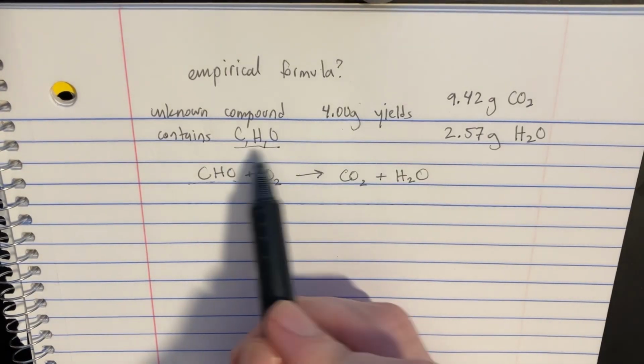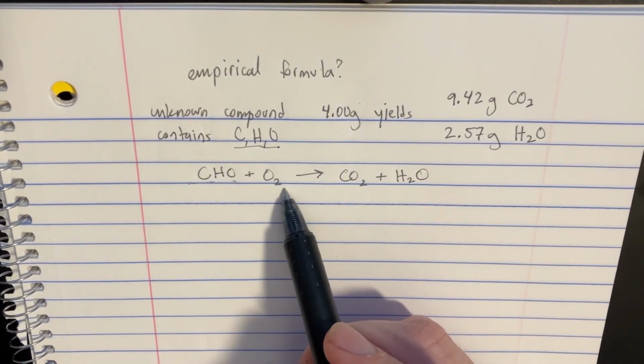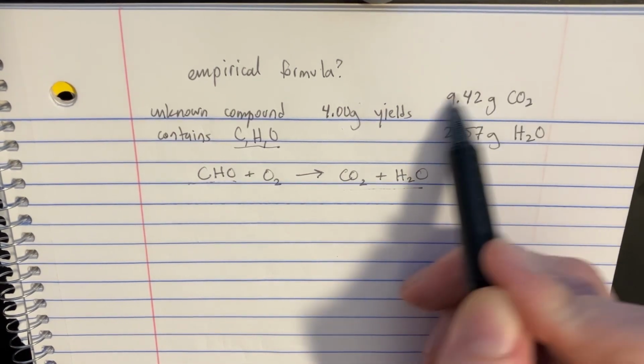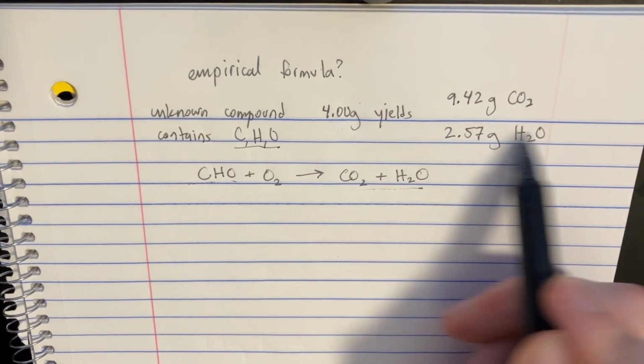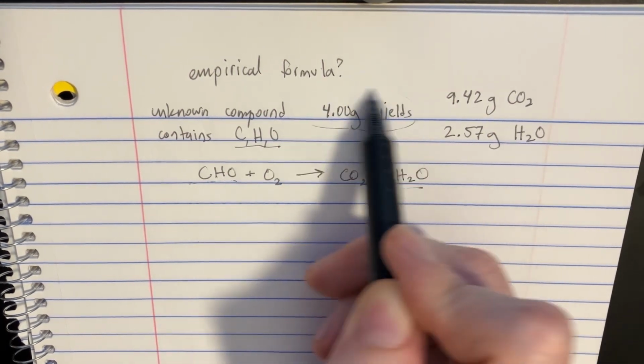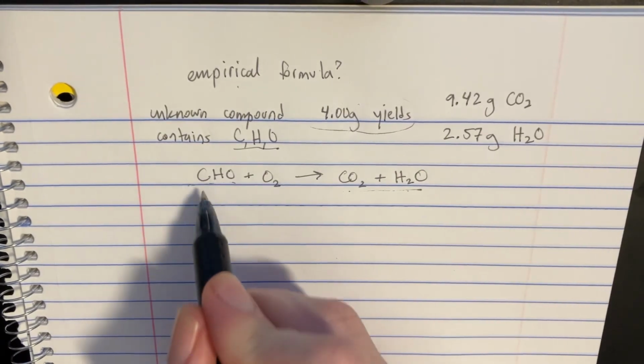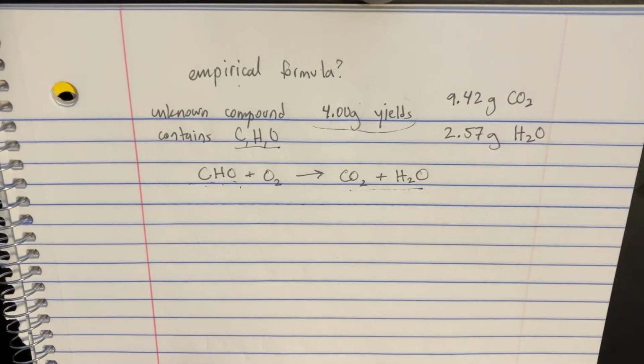So we have this compound CHO that's going through the combustion reaction, and it's yielding 9 grams of CO2 and 2 grams of H2O from only a 4 gram sample. So we're essentially going to try to figure out the empirical formula of the CHO based off of this information.